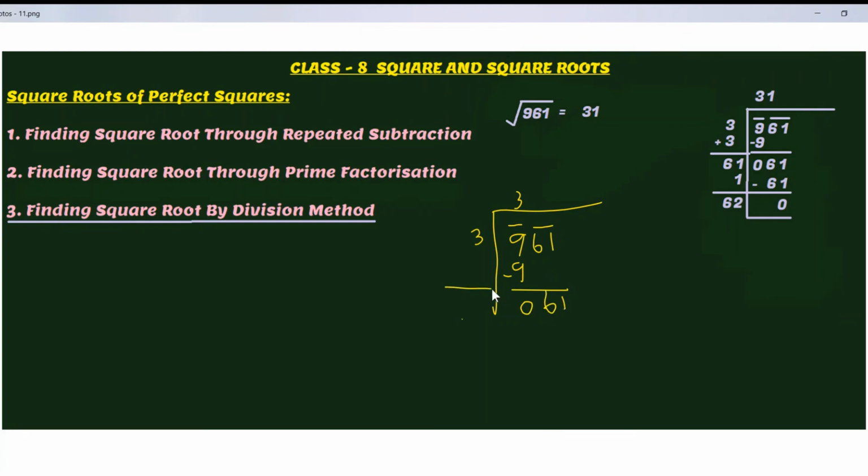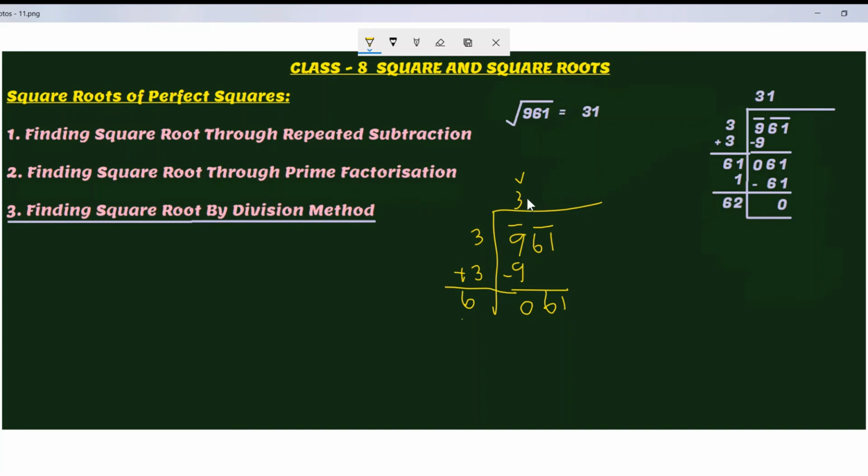After that, you have to add this quotient to this divisor, and then leave one space and write the sum here. If you add 3 and 3, you will get 6. Now one digit we have found out. We know there are two digits. Now we are going to find out the last digit, that means the unit digit of the square root.